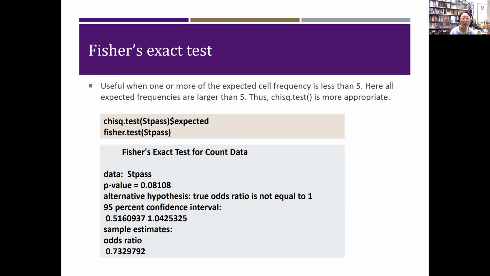Note that at the bottom of the output, there's an odds ratio, which is 0.7330 here. This is a common measure to analyze categorical data, especially in the 2x2 situation. We'll talk about what the odds ratio is and how to interpret it in the next video.